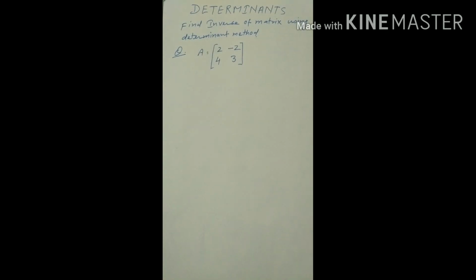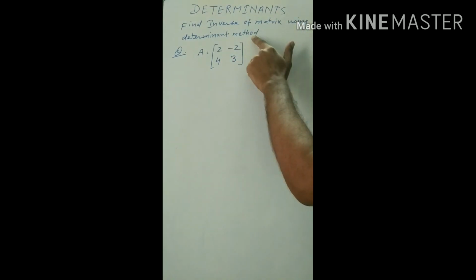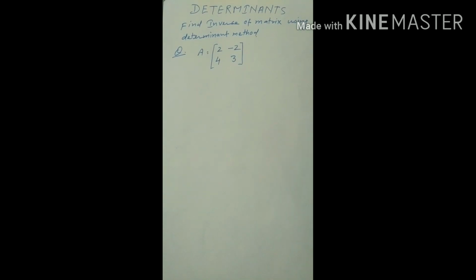Hello students, in our earlier videos we have learned about finding the adjoint of a matrix and the determinant of a matrix. By using the adjoint and determinant of a matrix, we can find out the inverse of the matrix. But this method finds the inverse of the matrix by using the determinant. Earlier we have done a method to find the inverse of the matrix by elementary operation.